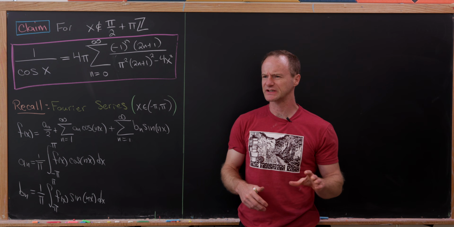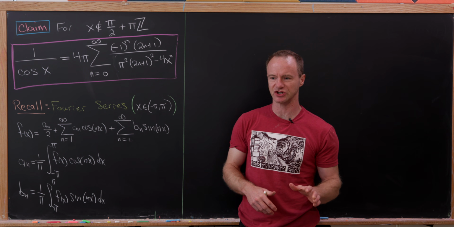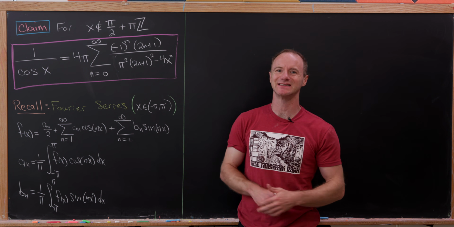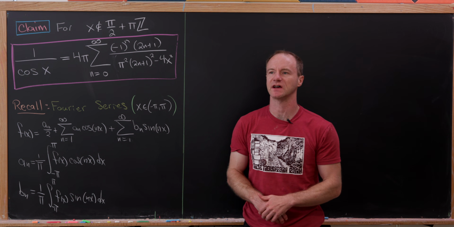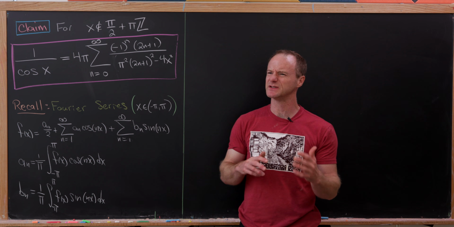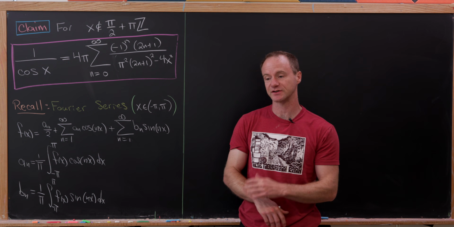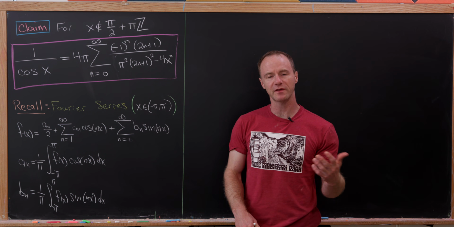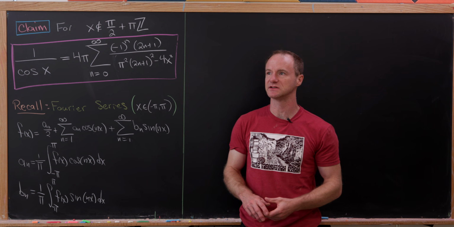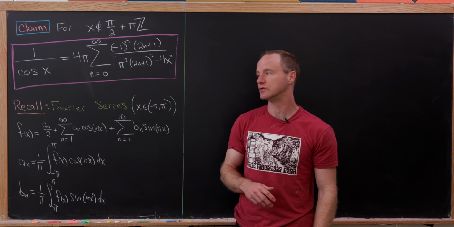Today I've got a problem suggested from our channel's favorite problem suggester. And what we'll do is get a series representation of the secant function, 1 over cosine. Notice I didn't say a power series because it's not exactly a power series, but it is some sort of infinite series. And maybe one of the most interesting things about this is the technique that we will use.